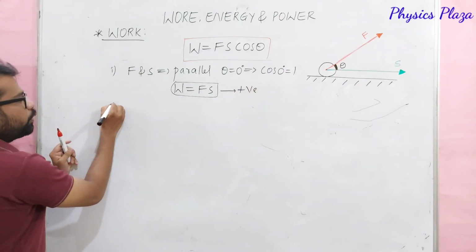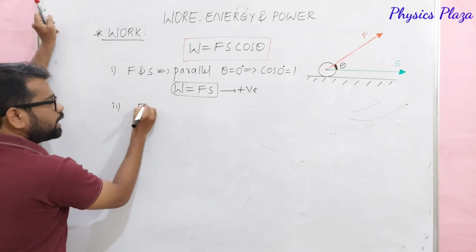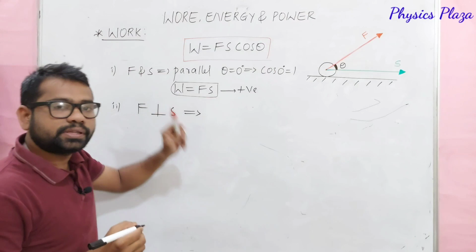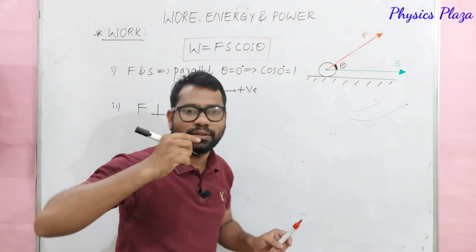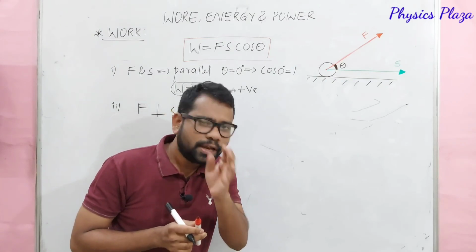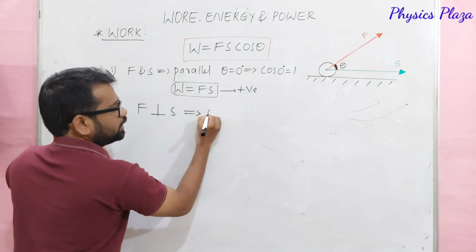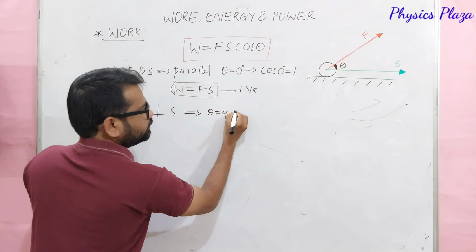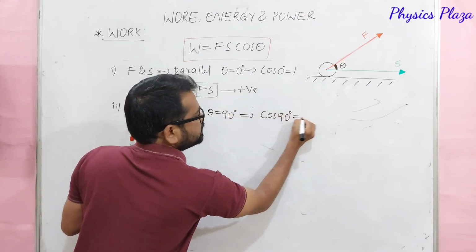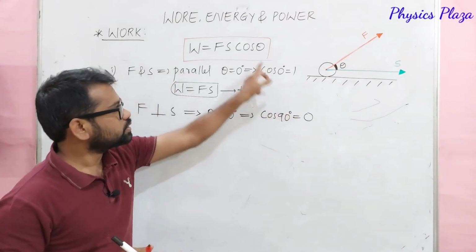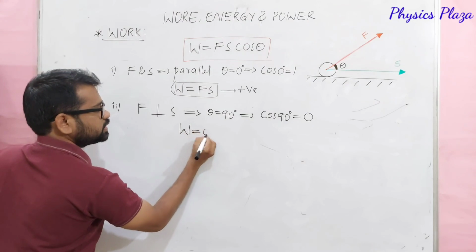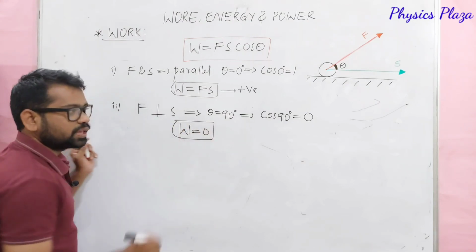Next, the second case. When force and displacement are perpendicular to each other, the best example is a body in circular motion. At every point, the centripetal force is always perpendicular to the displacement. Then theta is equal to 90 degrees. Children, cos 90 degrees is equal to 0. So 0 into something will be 0 only. So here work done will be 0.